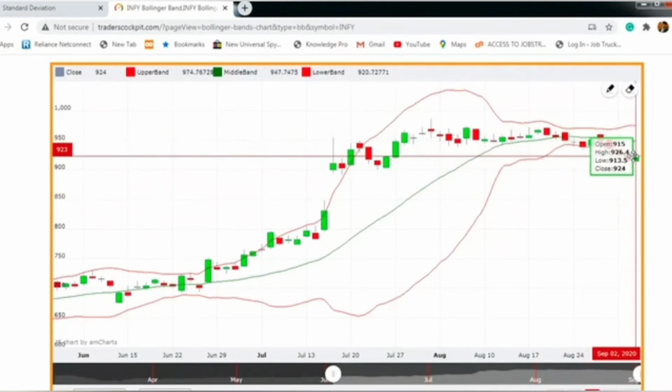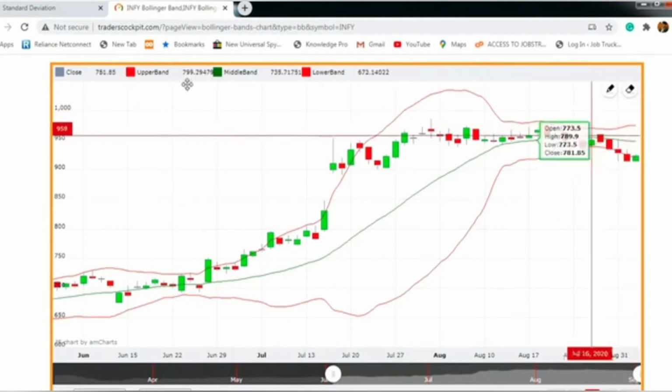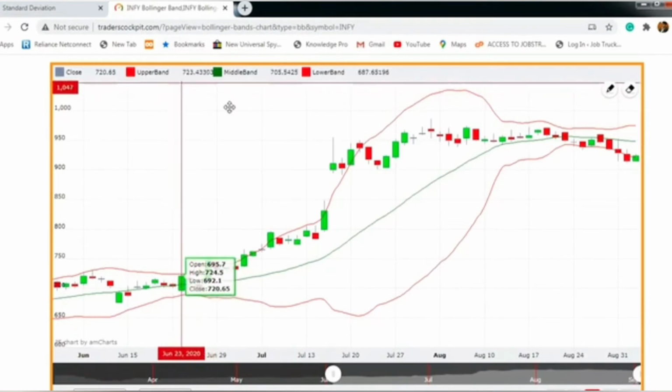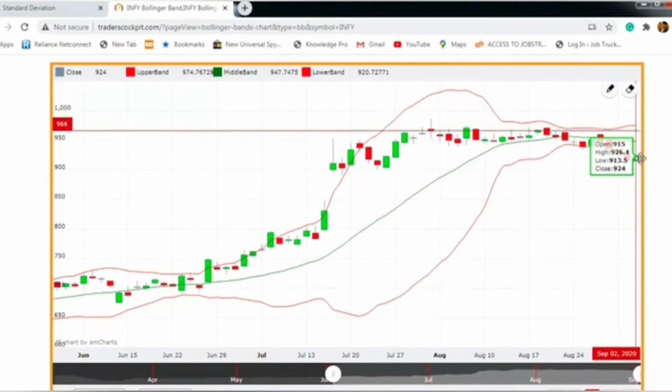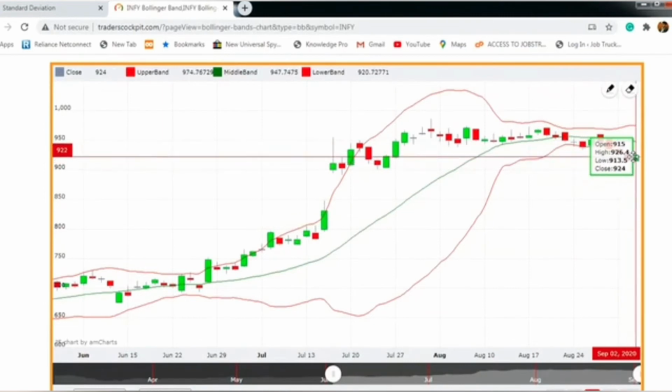Now let us look at the lower band value in this. The upper band value is 974. Just see my mouse movement so you can understand. There is a place where the upper band value comes, and here is the middle value, and the other one is the lower value. By clicking here you understand that the upper band value is 974 and the low is 924.